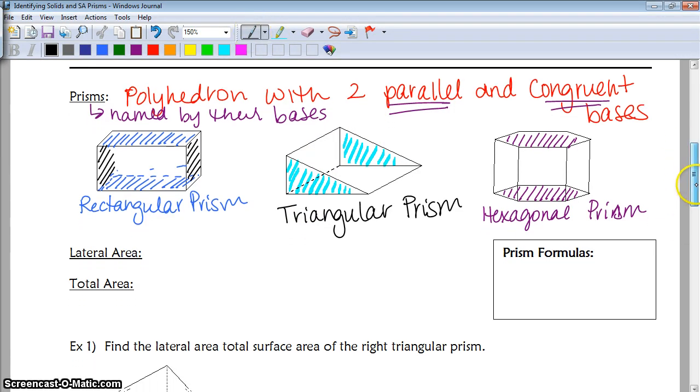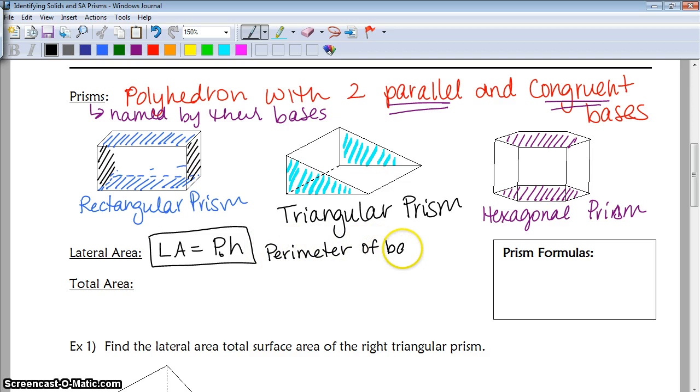Lateral area formula is going to be LA equals capital P times H. Now, the other way is I often will do a subscript of a B, because this stands for perimeter of the base, times the height. So I'm going to put them in this box here. LA equals PH, or if you want to, P sub B times H.